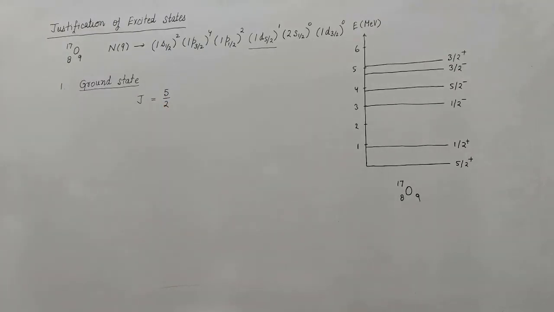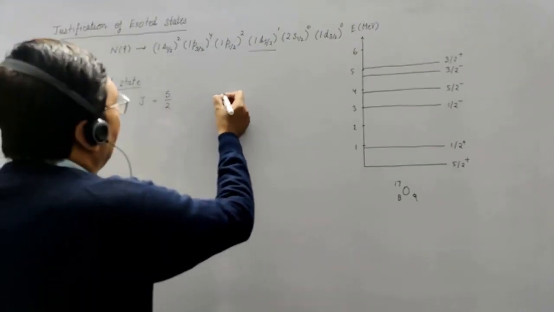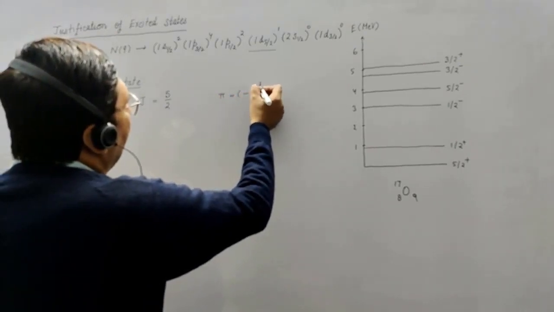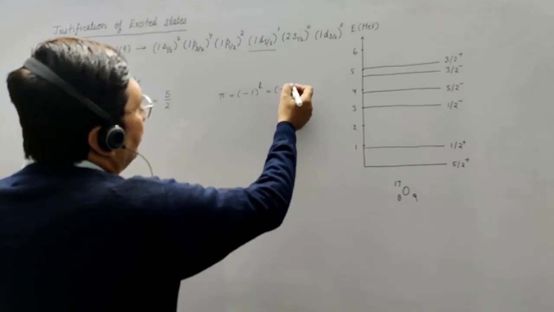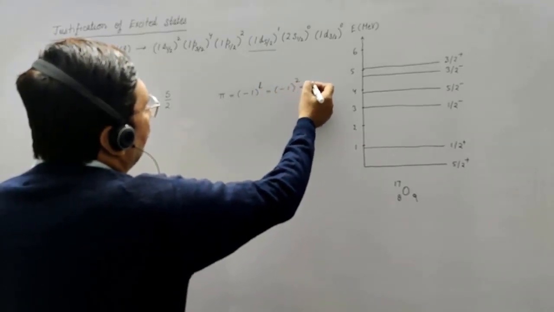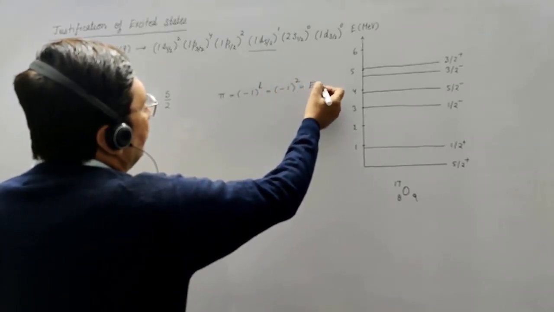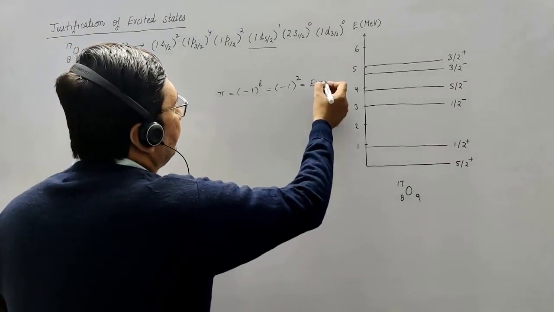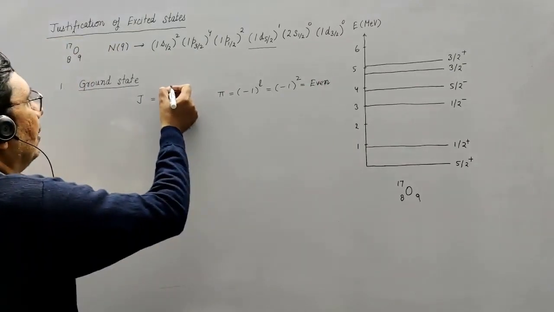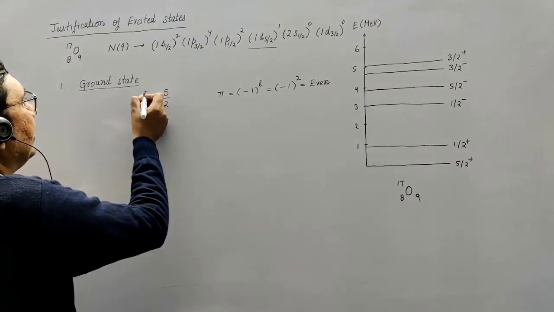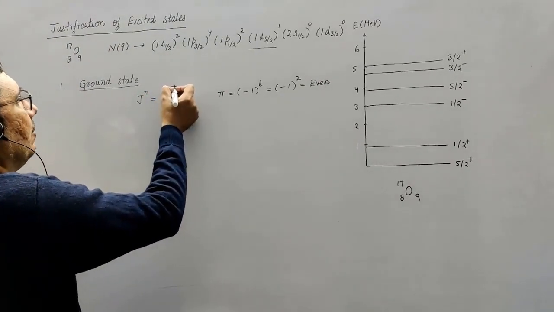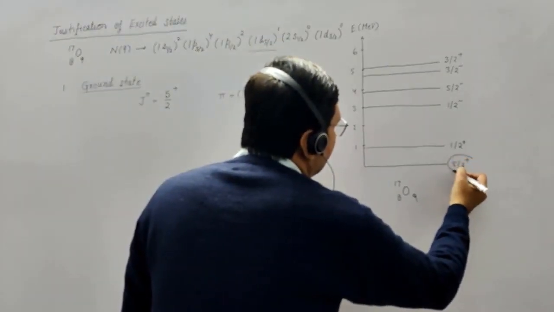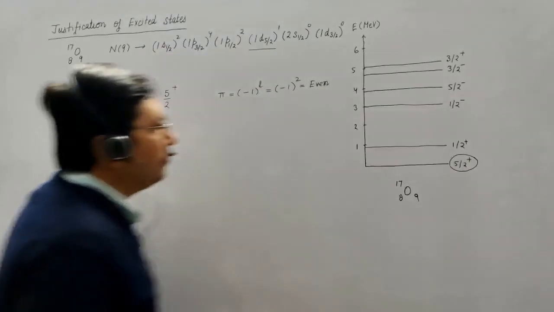Now what will be the parity? Parity pi is equal to minus 1 to the power L. For a d shell, this will be minus 1 to the power 2, so this will be even parity, that is plus 1. So the ground state will have even parity. We will write it as J pi equals 5/2 plus. In this way, we have explained this ground state with the help of the shell model.